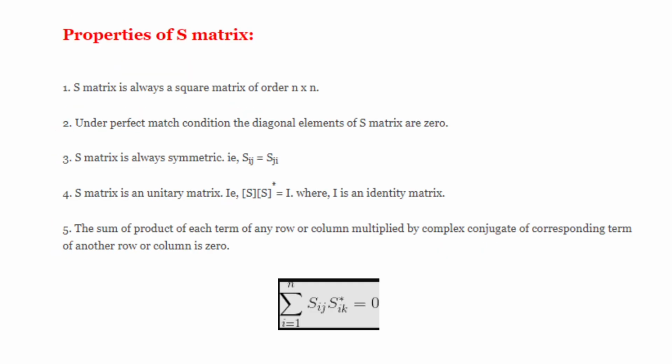So what are the properties of the S matrix? The S matrix is a square matrix of order n into n. Under perfect matching condition, the diagonal elements of the S matrix are 0.